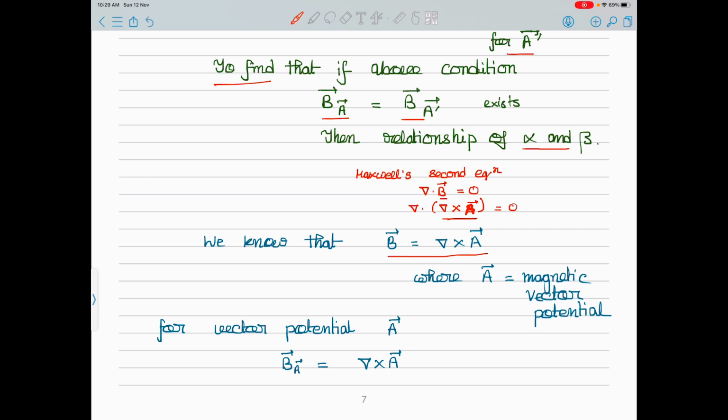So B is actually del cross A, and this A is defined as the magnetic vector potential, because it's a vector. Why? Because there is a curl sign here. Curl is of a vector quantity, curl cannot be of a scalar quantity. Therefore, A is a vector potential, and since it is related to the magnetic field, it is called the magnetic vector potential. This is the core theory.